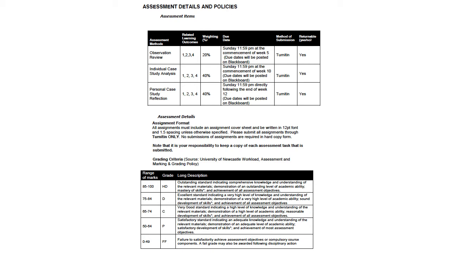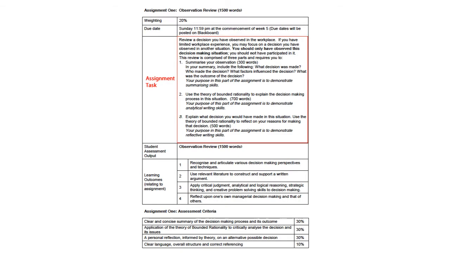Now let's have a look at the assignment layouts. We'll look at assignment 1 first, the observation review, on page 12 of your course outline. Here you'll see a table form common to all three assignments. All of the information about the assignment is contained on the page. The weighting, when it's due, expected student output, learning outcomes related to the task.